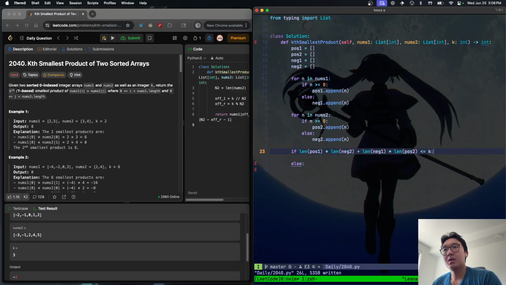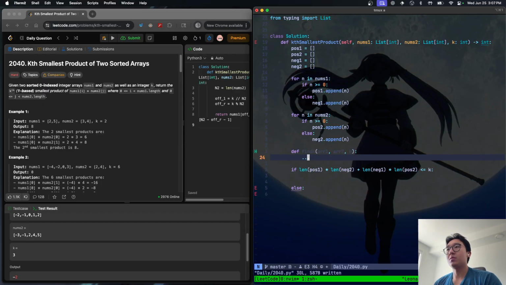So if it's in here, actually, can we do a helper function? Def find, which is equal to re1, re2, and then I'll implement that later.